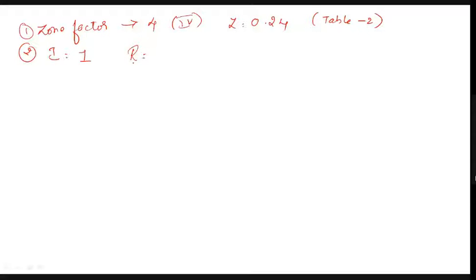R is nothing but the response reduction factor. So we'll assume it is an SMRF, that is nothing but the special moment resisting frame. For this, the value of R is 5. Otherwise you can consider it as an OMRF, nothing but the ordinary moment resisting frame.